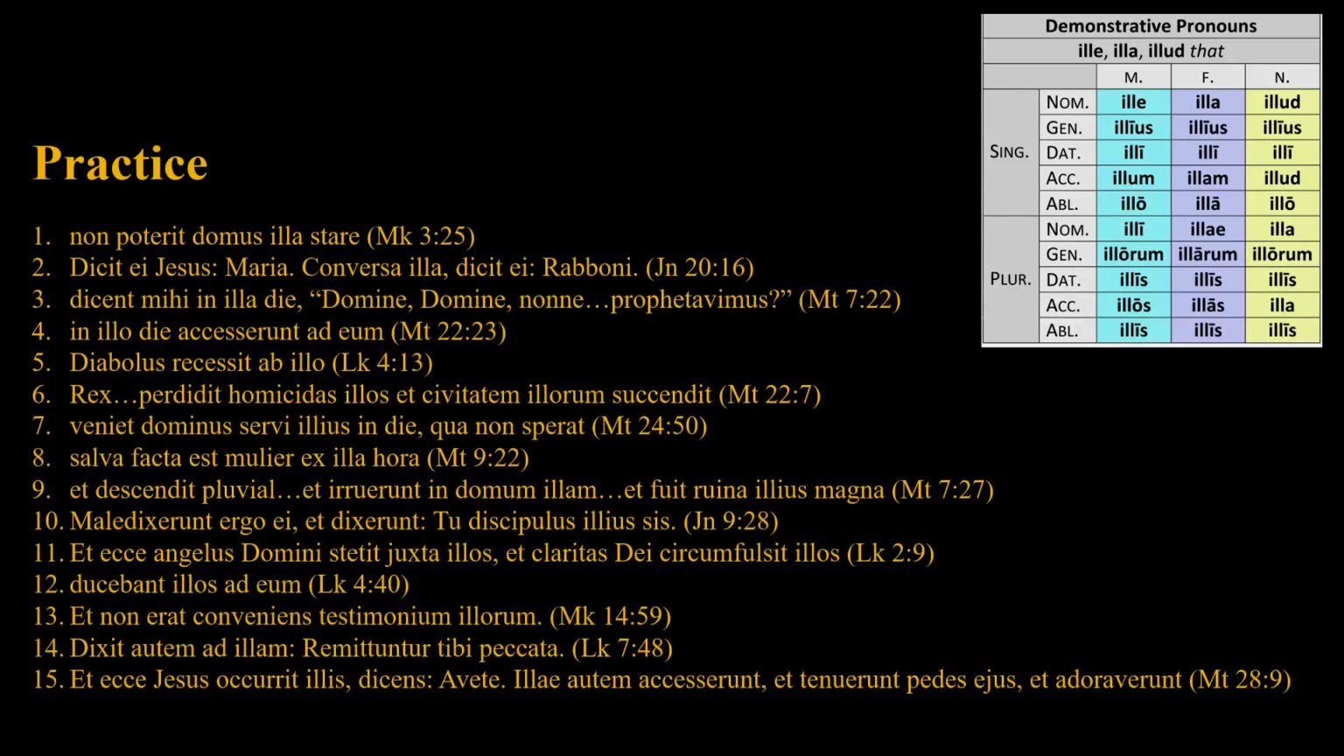Dicent mihi in illa die. Dicent, they will say mihi, to me, in illa die. Now we have illa nominative singular. Notice that it's also ablative singular feminine. Okay, and then we have the preposition in there. So in illa die, in that day, they will say to me, Domine, Domine, nonne prophetavimus. Nonne, did we not? Prophetavimus, did we not prophesy? Right? Lord, Lord, did we not prophesy? In illa die, in that day.